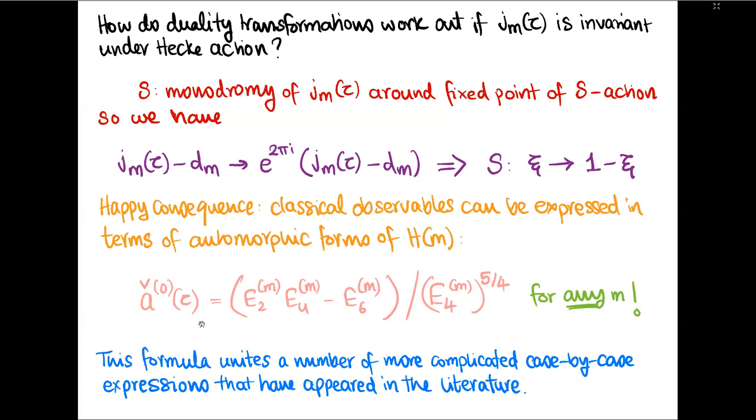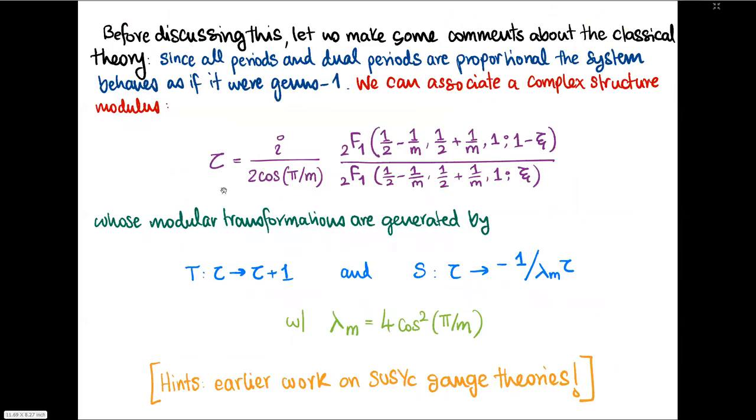So for example, the way we usually define the complex structure modulus of, let's say, a genus one surface is I take the dual period and the period and I take the ratio, da check by da hat. That's how I usually define this.